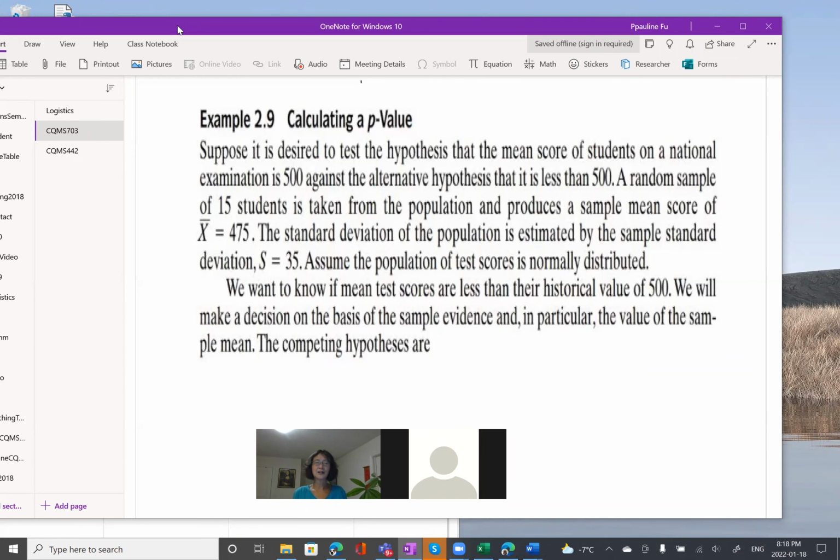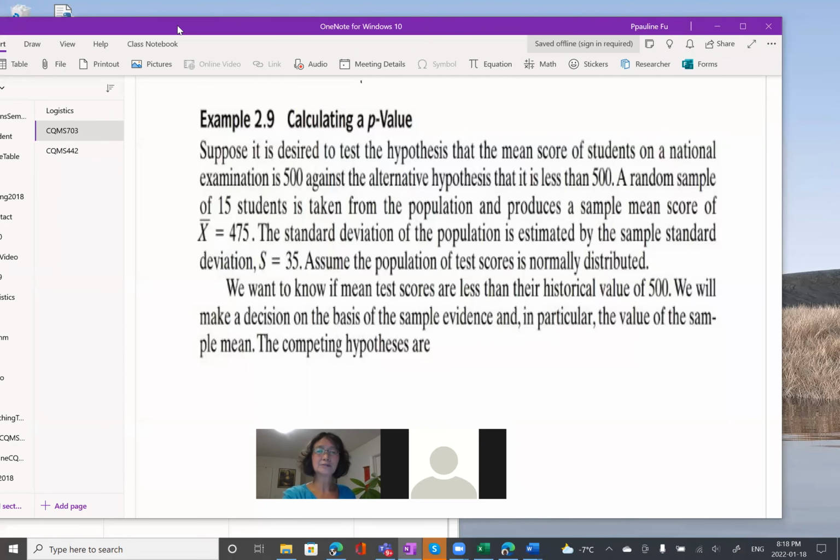Okay, so now I will present an example about how to calculate a p-value, and then use the p-value method to draw a conclusion about a population. Let's dive into this example.